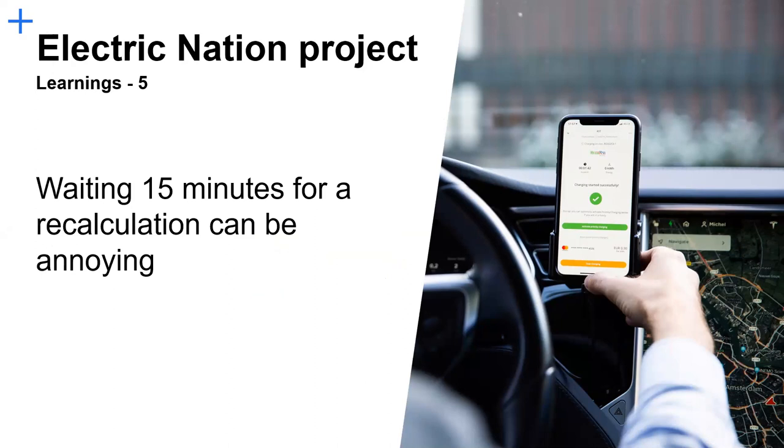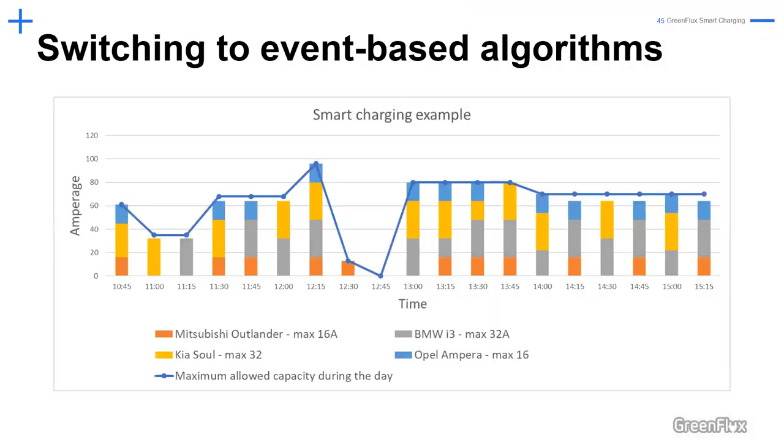For instance, if somebody did a high priority request, we would say, yes, thank you, it will become active within 15 minutes. Well, this is not what you would expect if you press a high priority button. Also, when somebody started a new session, it could take up to 15 minutes before the car actually started charging, because we needed to wait for the next calculation run, whether or not this was possible. So we started with this system, 15 minute blocks.